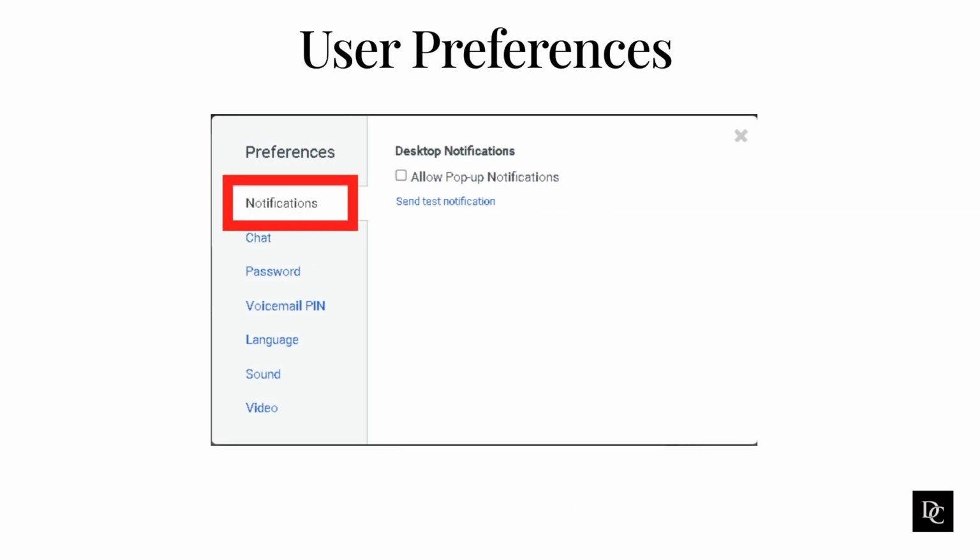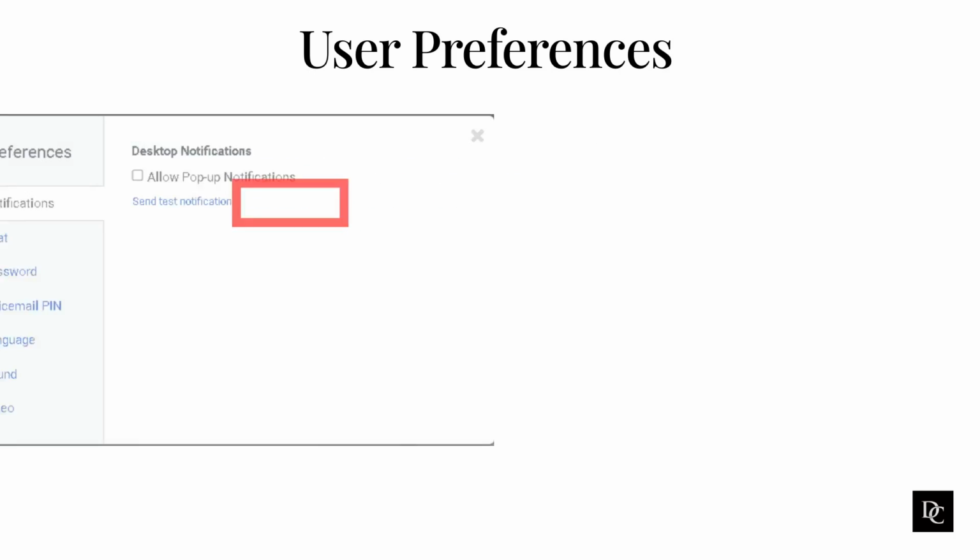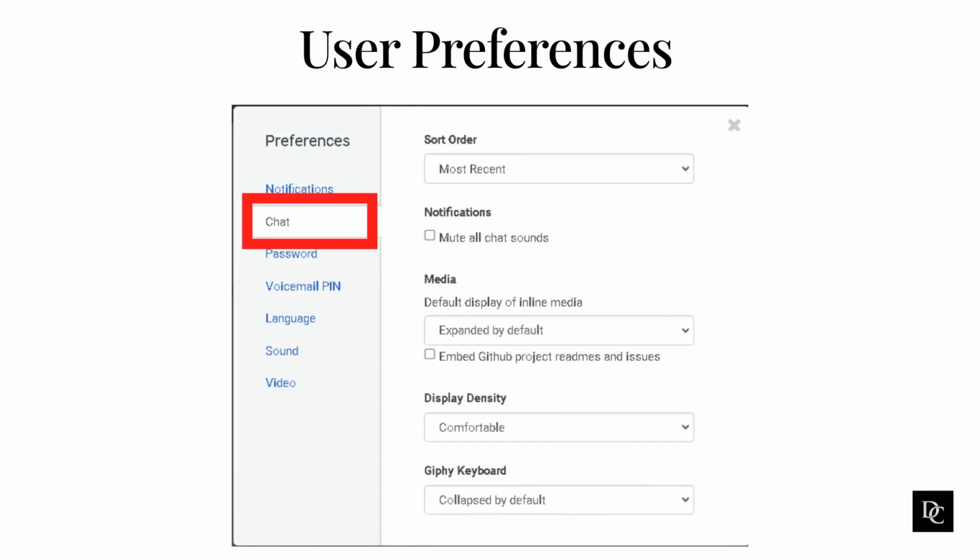Set notification preferences. Genesys Cloud alerts you to events including new direct and group chat messages or incoming calls. You can control these notifications. Choose whether to receive notifications on your desktop. Set chat preferences. You can change how chat conversations and the chat roster appear. You can adjust sort order, notifications, media, display density, and keyboard.